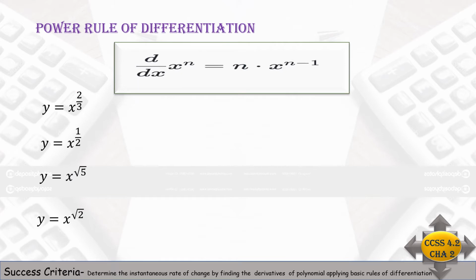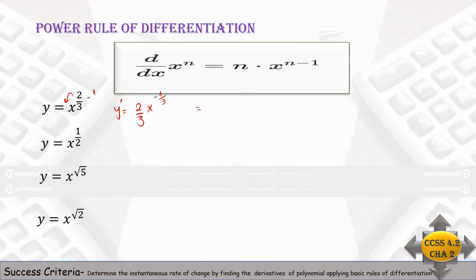Now what if the power is a fraction, or a decimal, or the power is inside the square root radical sign? No worries, the same rule applies. Bring the power down. That means I will get 2 by 3 x. From the power subtract the 1, and you will get negative 1 over 3.